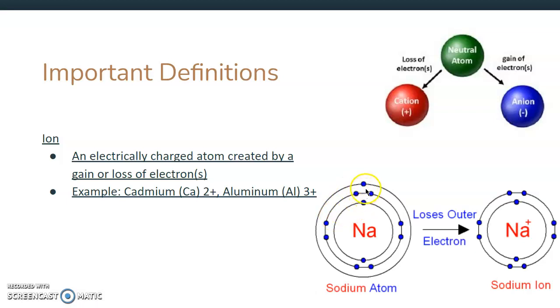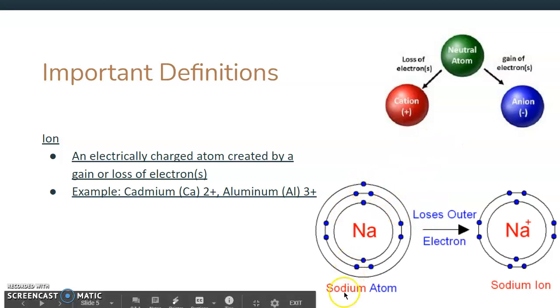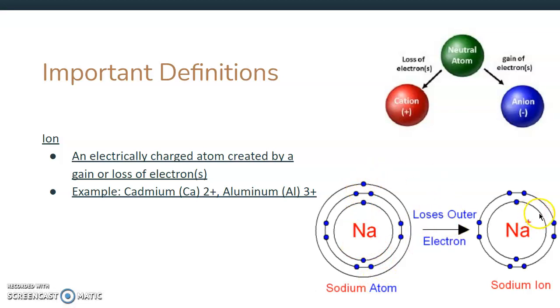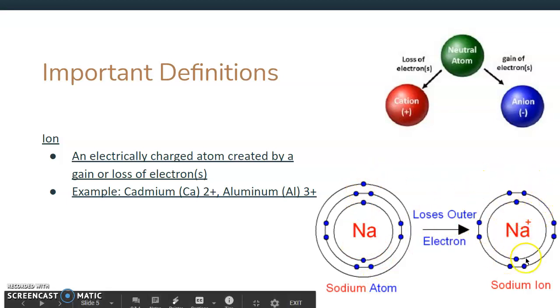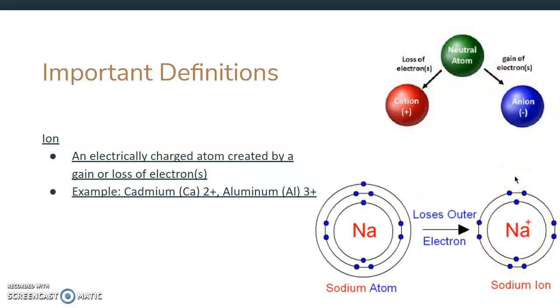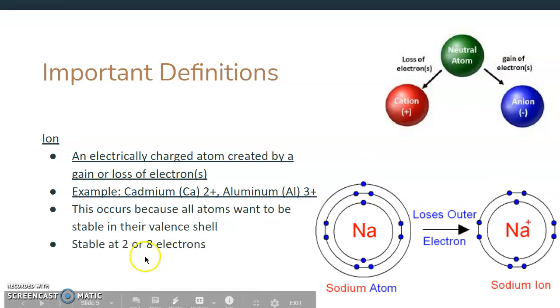So if it can lose an electron, it will. We can see that a normal sodium atom has 1. As soon as it loses its outer electron, it has a stable shell now, but it becomes an ion, because by losing a negatively charged particle, we become more positive. So that's what we said here. We're stable at either 2 electrons or 8 electrons.